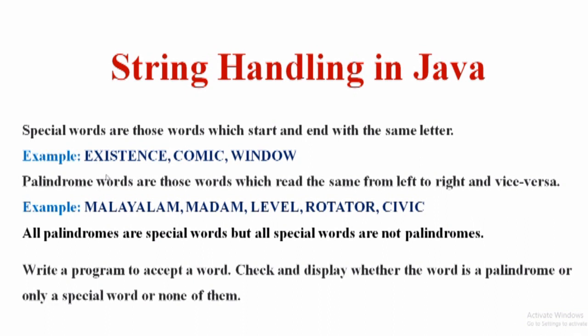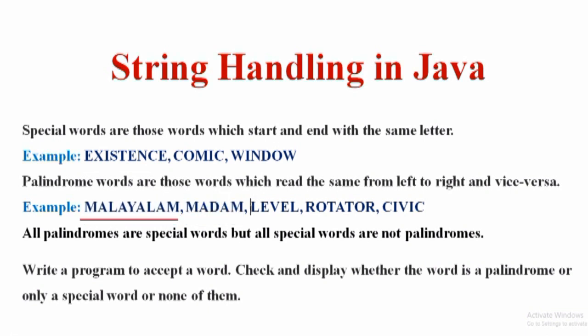Special words are those words which start and end with the same letter. For examples, here I have given a few: existence, comic and window. Palindrome words are those words which read the same from left to right and vice versa. And here I have given a few examples.